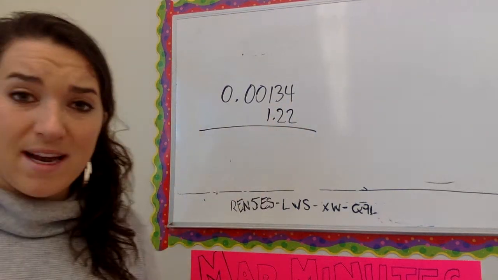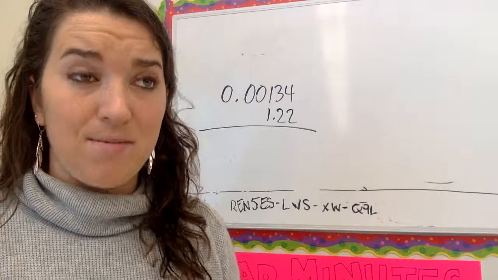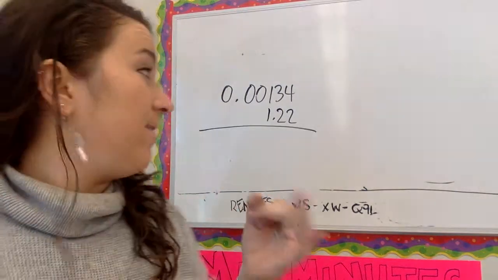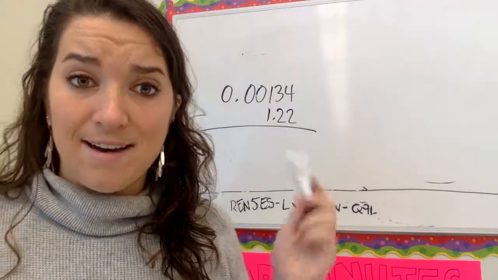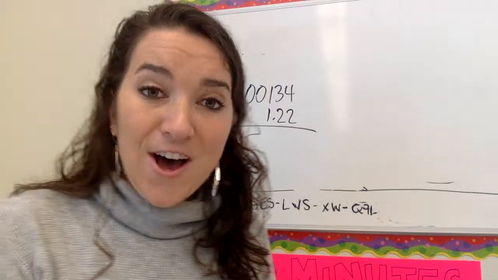And then I'll do the same thing I did in the last problem where I multiply normally. Remember the placeholders and remember to figure out where your decimal goes by adding up the number of digits behind the decimal. Okay, good luck.